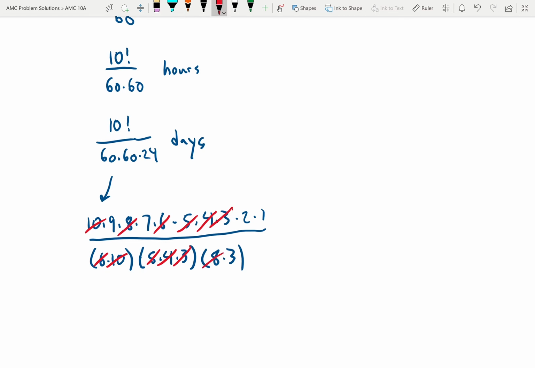So I end up getting, I'm left with 9 times 7 times 2 times 1 all over 3. I get 126 over 3, so I get 42. So after 42 days, the unit of blood is going to expire. So now I have to find that date.